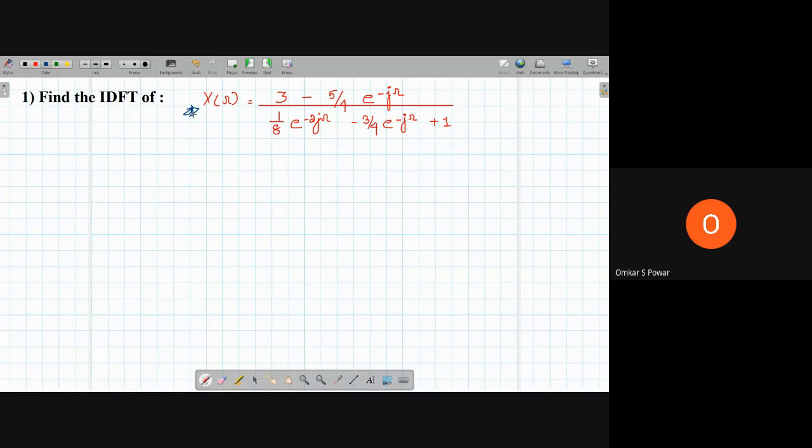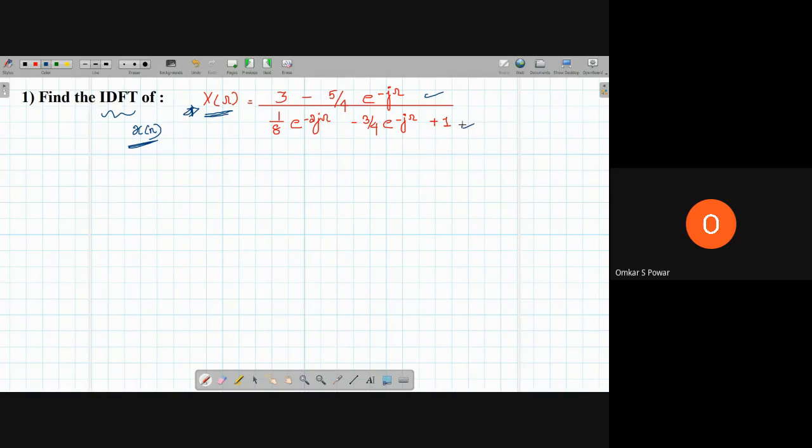So what is the question here? You have to find the IDFT of the signal. You have to find x of n from x of omega equal to 3 minus 5 by 4 e power minus j omega, divided by 1 by 8 e power minus 2 j omega minus 3 by 4 e power minus j omega plus 1.